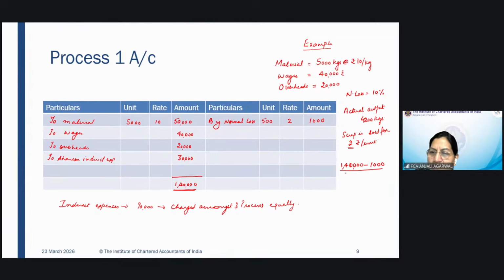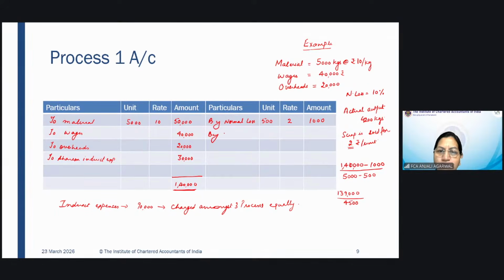And good units expected are 5,000 minus 500. So 1,39,000 should be the cost of 4,500 units, which means at the rate of 1,39,000 divided by 4,500, it's 30.88 or 89.